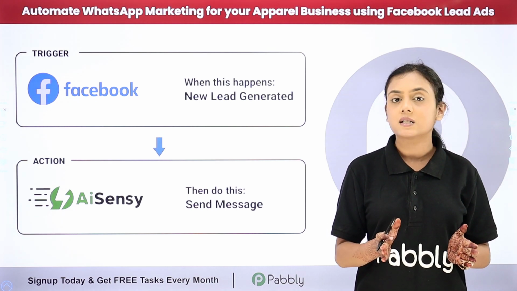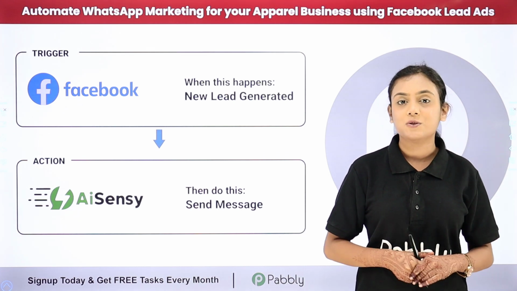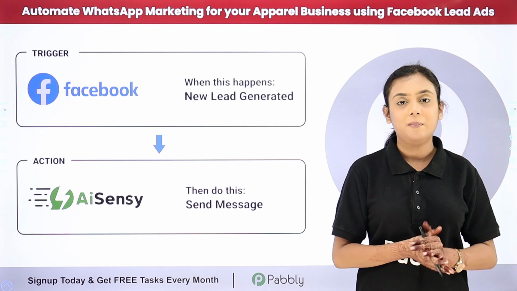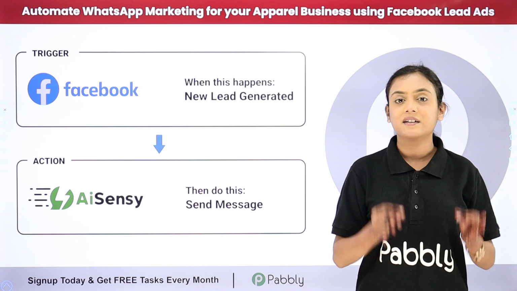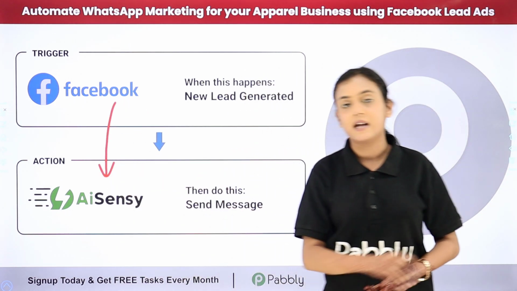Now sending these WhatsApp messages manually to the new lead being generated is very time consuming. So what I did was I simply automated this entire process with the help of Pabbly Connect, which is an amazing automation and integration software. And here in this automation, I have created a connection between Facebook lead ads and WhatsApp by AI Sensei.